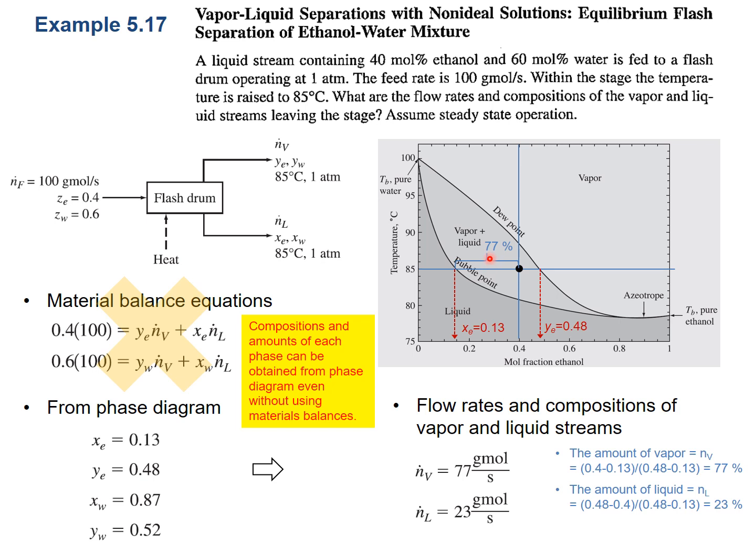77% of the mixture is going to the vapor phase, and the rest, that is to say 23%, is going to the liquid phase. Then finally you could also calculate the flow rate for each stream. That's it.